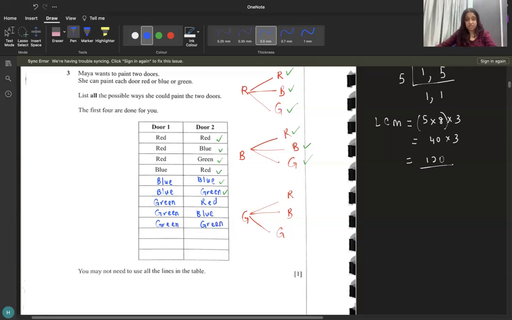Once that's done, we can see that there are 3 extra boxes over here. However, there's nothing else left to be done because we've already listed all the possible outcomes. So that's your answer. You don't have to be confused, like, there are 3 more boxes, what else is left? You don't have to do that. Once this is done, that's it.